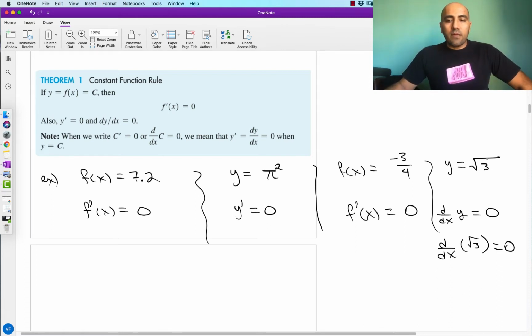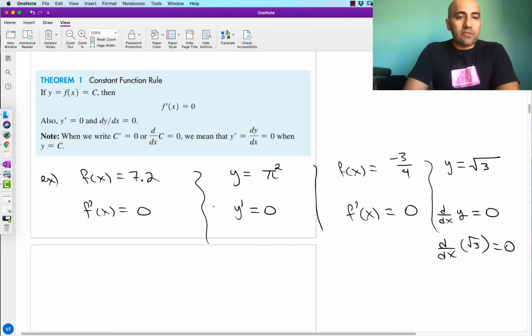Because it's a constant. I don't know what that constant is, I can't write it down. I know it's an irrational number, but I know it's just a number. It's just some constant, right? Whether it's root 3, -3/4, pi squared, 7.2, it doesn't matter. These are all constants. Their derivatives are just going to be equal to 0. The graph of any one of these functions is just going to be a horizontal line somewhere. Okay, so I hope that one is clear. So there you go. We got one rule right away. The derivative of any constant equals 0.